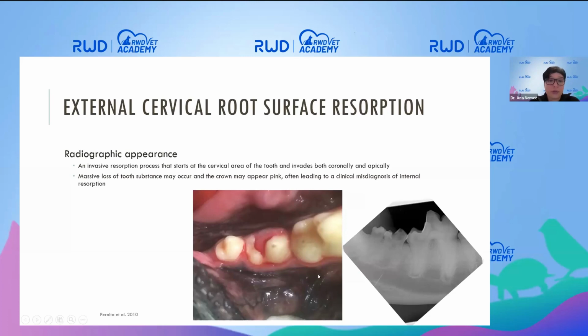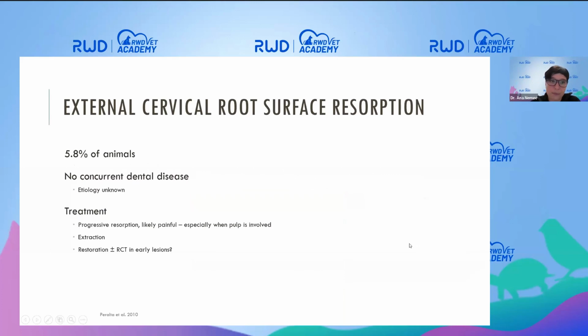External cervical root surface resorption is a type of resorption that starts somewhere at the cemento-enamel junction, and then it spreads on the crown and on the root. Again, by definition, because it's exposed to the oral cavity, we can see the lesion. The tooth needs to be treated, and the treatment of choice is extraction.